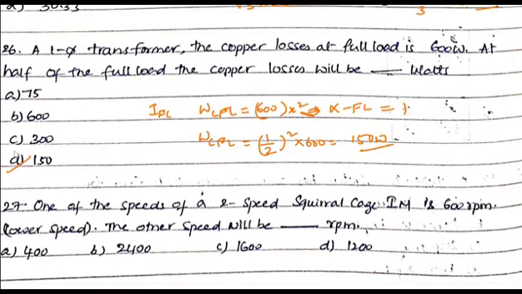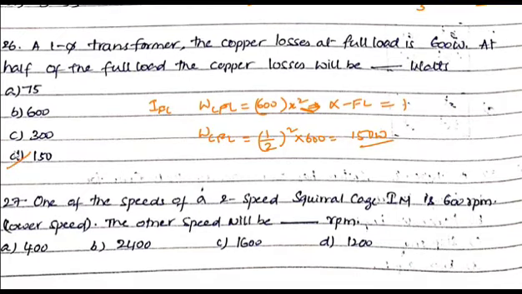And the last question of the session, because our time has reached almost 20 minutes. One of the speeds of a two-speed squirrel cage induction motor is 600 rpm, the lower speed. The other speed will be. So the other speed means it has two speeds. As I mentioned, that value will be the lower speed. What about the highest speed? It is a multiple of this 600 here. The next speed will be the second level, that means almost double speed. So double speed means 600 into 2, which is nothing but 1200 rpm. So D will be the answer.